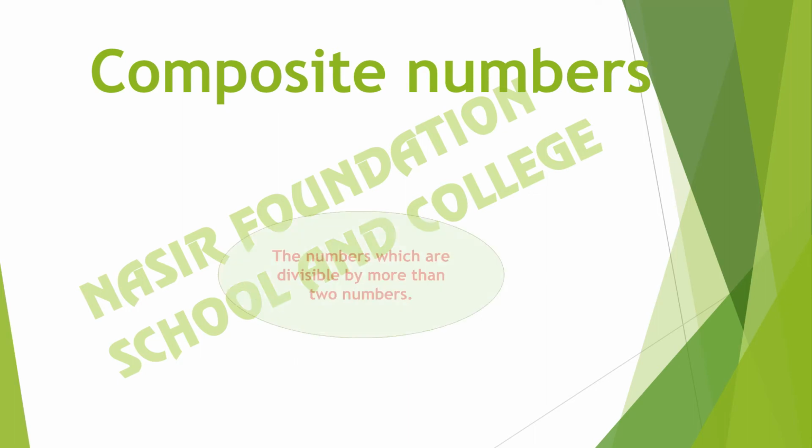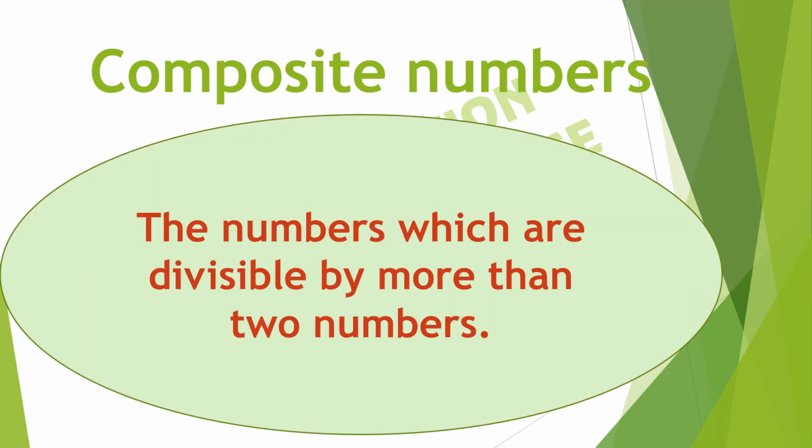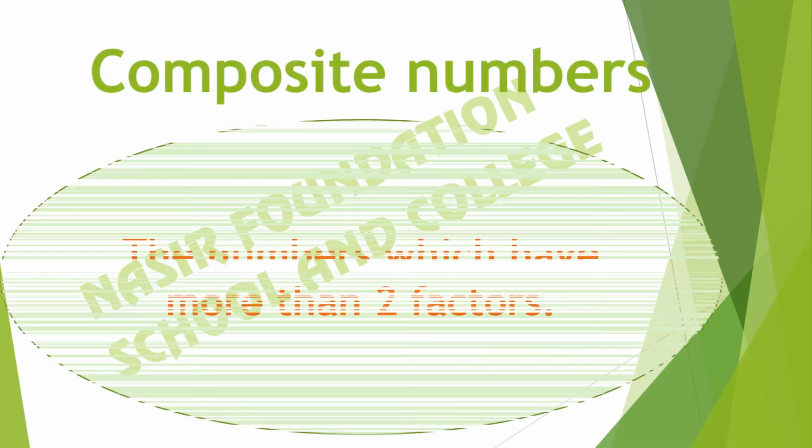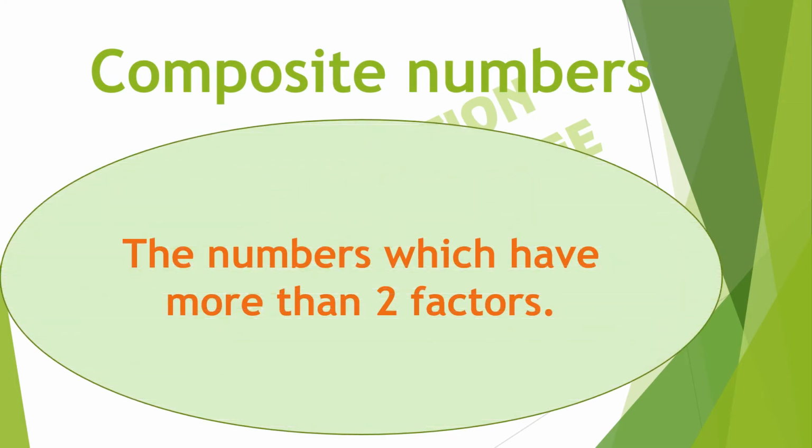Composite numbers. The numbers which are divisible by more than two numbers are called composite numbers. I repeat, the numbers which are divisible by more than two numbers are called composite numbers. Or we can say that the numbers which have more than two factors are called composite numbers.